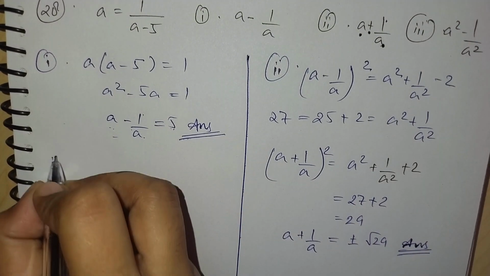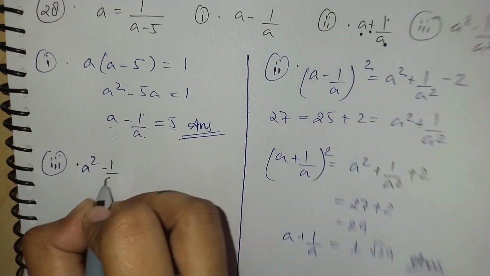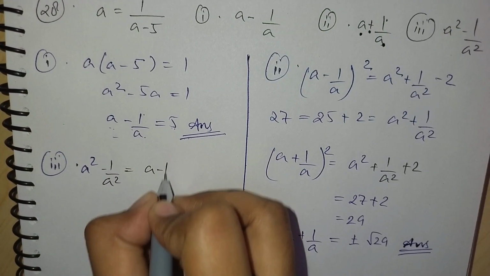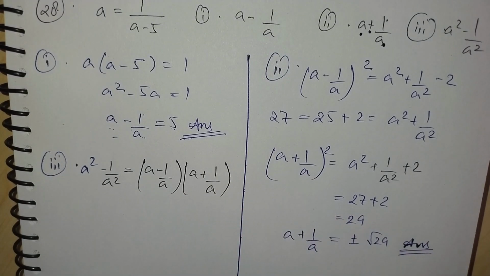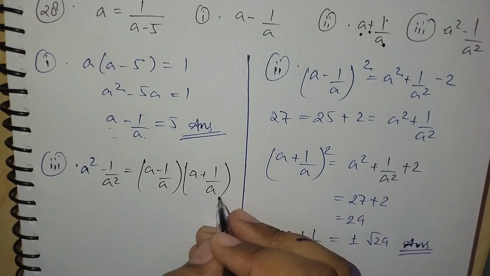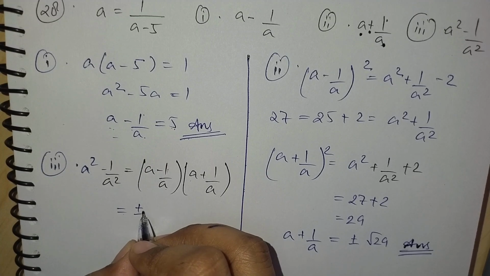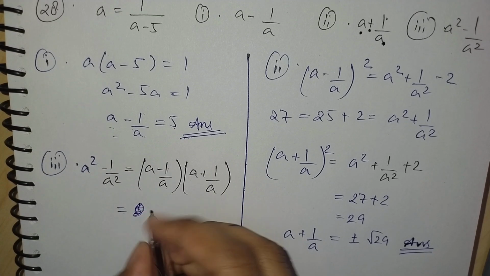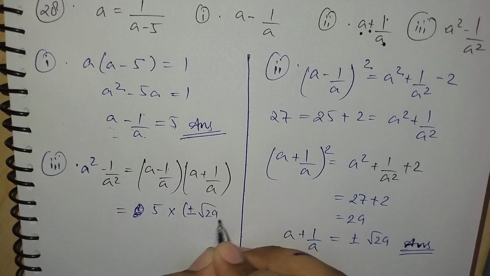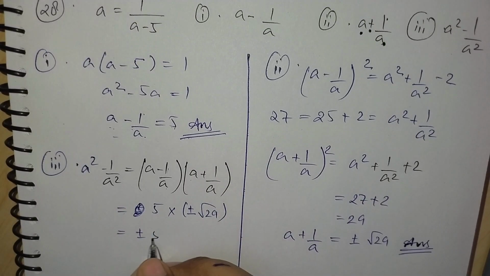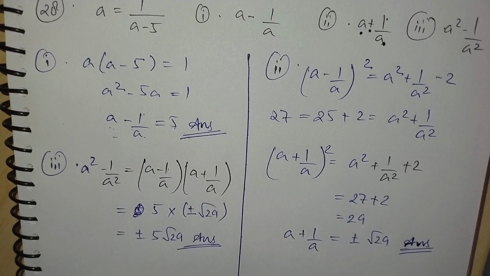Now the third part, we have to find a square minus 1 by a square. So we can write it as (a minus 1 by a) and (a plus 1 by a). Putting the value of a minus 1 by a and a plus 1 by a, we will get plus 5 only. So plus 5 into plus minus under root 29 equal to plus minus 5 under root 29 is the answer of the third part of 28th question.